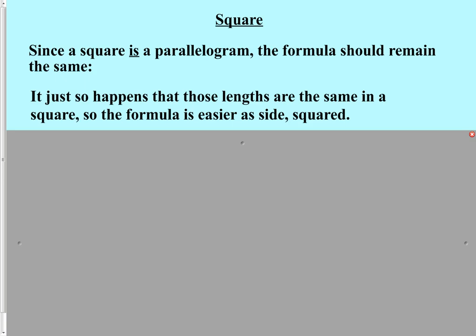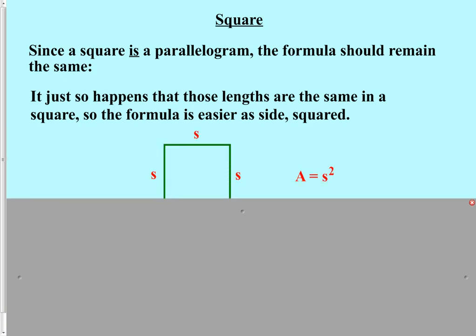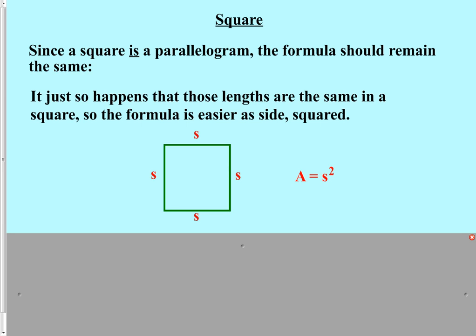So when it comes time for us to multiply the opposing side lengths together, what we find out is it's the exact same measurement twice. So a more convenient and often used formula for a square is to say the area of a square is found by taking one of its side lengths and squaring it, side times side.